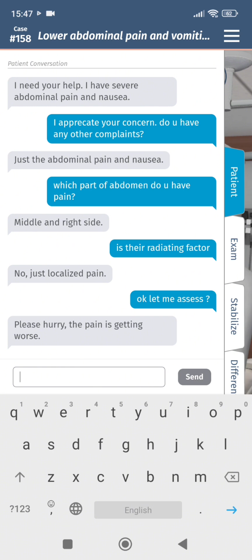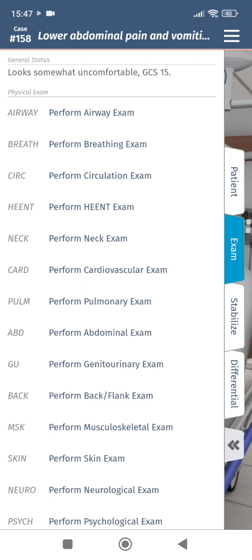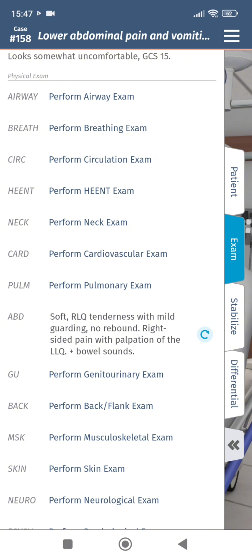There is a portion in which you can perform all the examinations. Just click on exam, and you see there are lots of examinations you can perform. So you perform the abdominal examination first. It shows a soft abdomen with right lower quadrant tenderness with mild guarding, no rebound, right-sided pain with palpation of the left lower quadrant, bowel sounds audible.